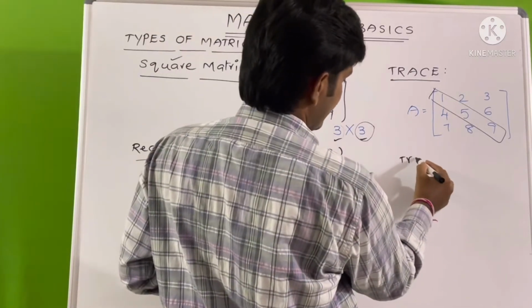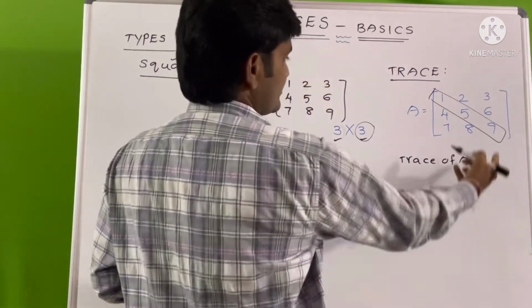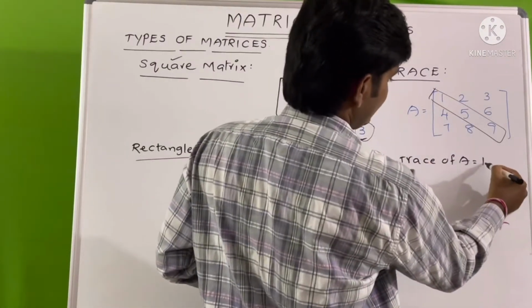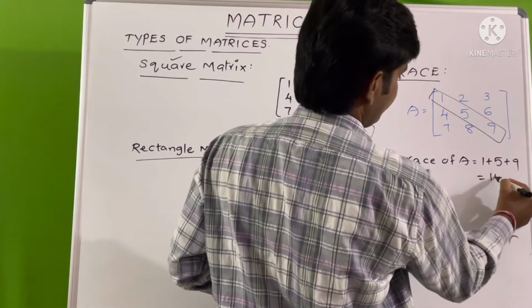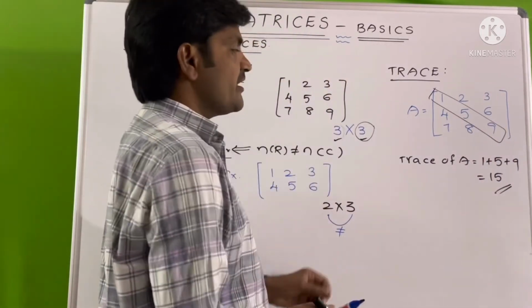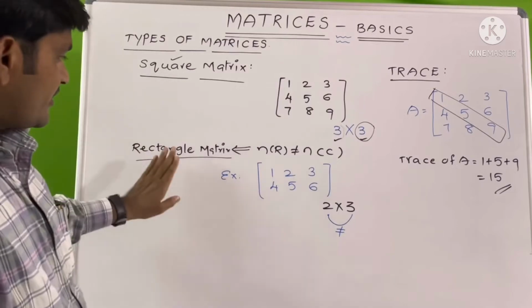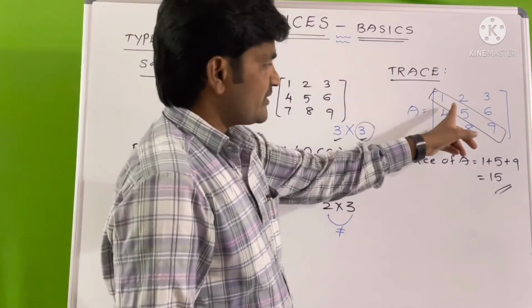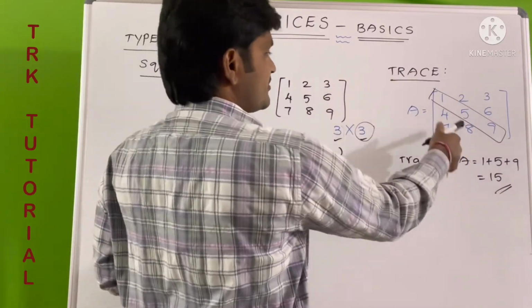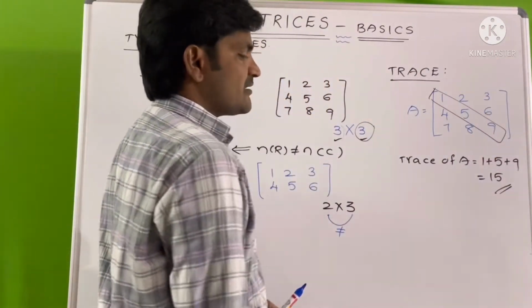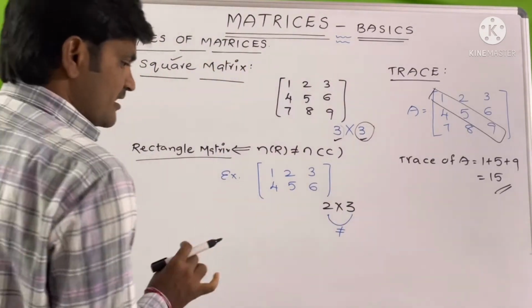Repeat again, the sum of principal diagonal elements is called trace. So now the trace of A, the trace of this matrix, is 1 plus 5 plus 9, that is 15. 15 is called the trace of this matrix. So now square matrix, rectangle matrix. The principal diagonal we already discussed. Trace means the sum of all principal diagonal elements is called trace. Next definition is diagonal matrix.